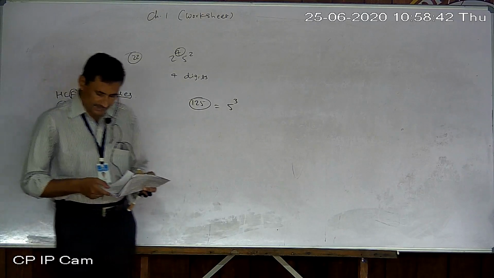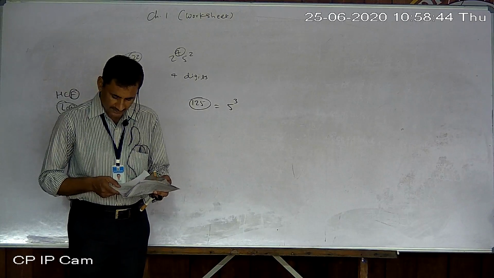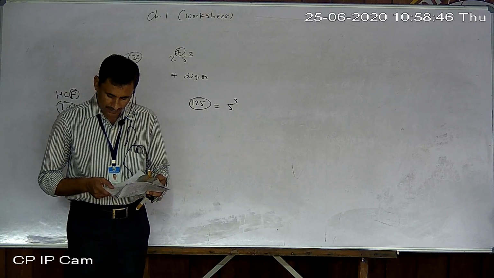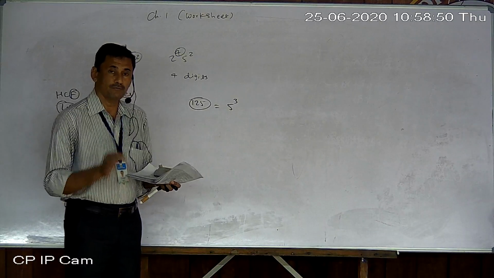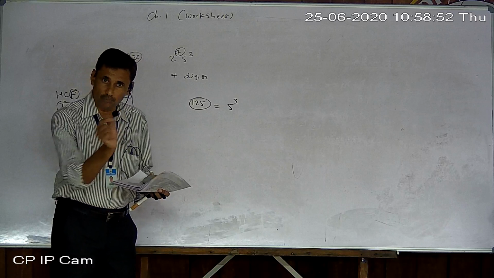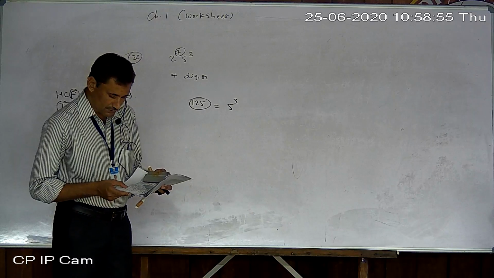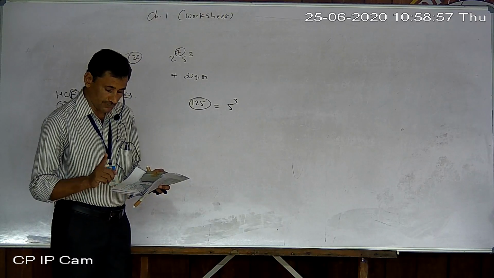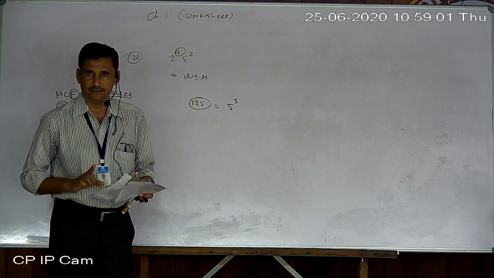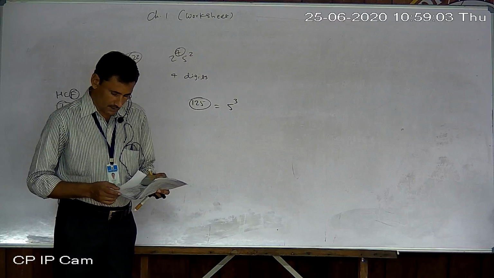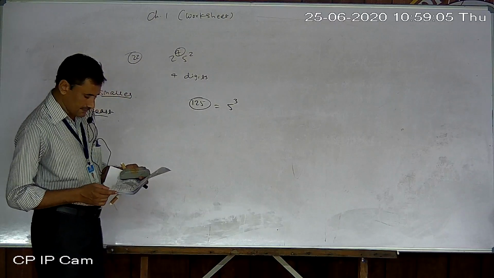26. The decimal expansion of 87 upon 2 raised to 5, 5 raised to 2 terminates after 7 decimal places. No, false. Just look at the maximum degree, not the total of both degrees. So here it is 2 raised to 5, 5 raised to 2, so it terminates after 5 decimal places, not 7. So false.